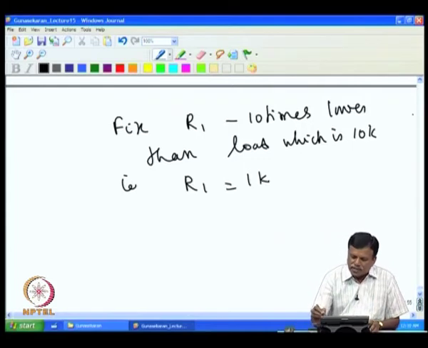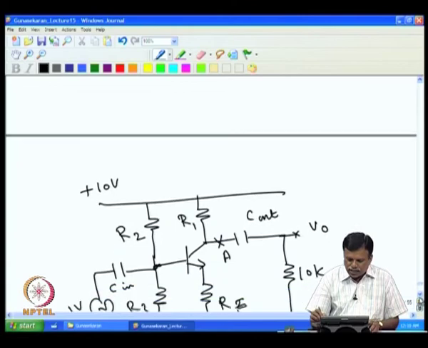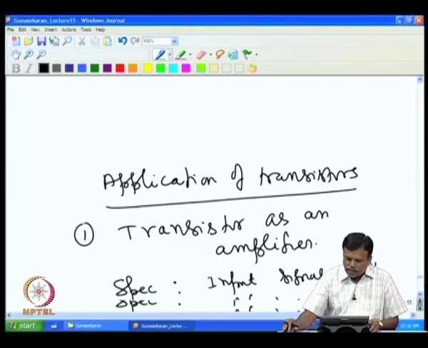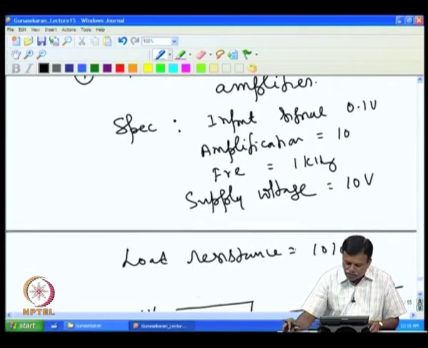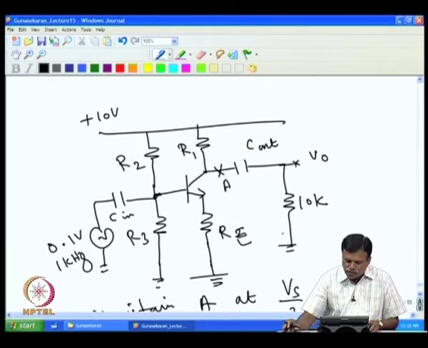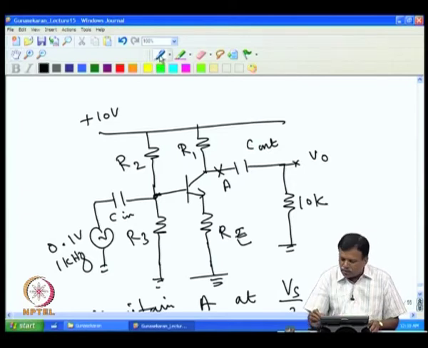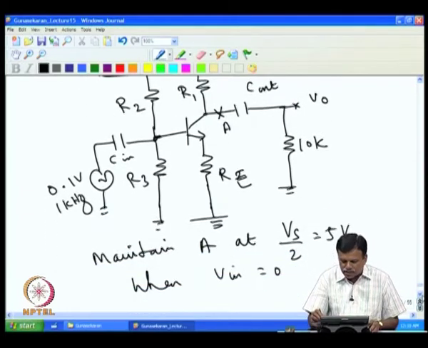Once R1 is fixed, then it is easy to fix RE, because the gain is actually given by the ratio between these two. Gain is the ratio between R1 and RE. So, the R1 and RE ratio is the gain. So, since R1 is fixed, RE can be fixed.